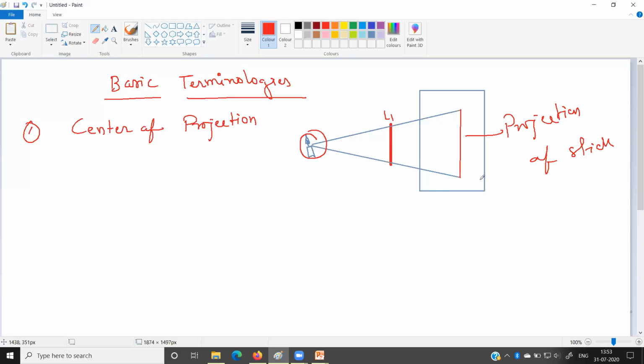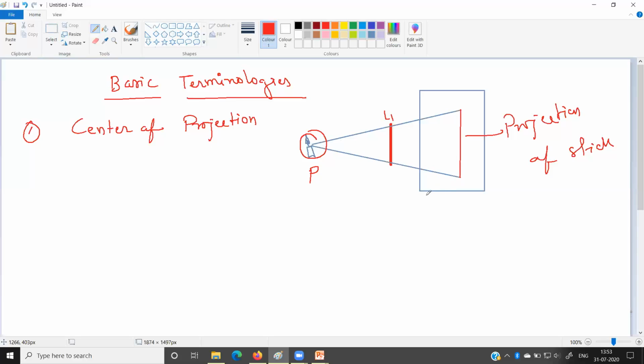Fine. Now in this example, these light sources from where we are viewing the projection of the stick on the curtain, this point is called the center of projection. How can we define the center of projection? In general, the center of projection is nothing but a point from where the projection is taken. In this example, we are taking the projection from this particular point. Let us say this point is P.